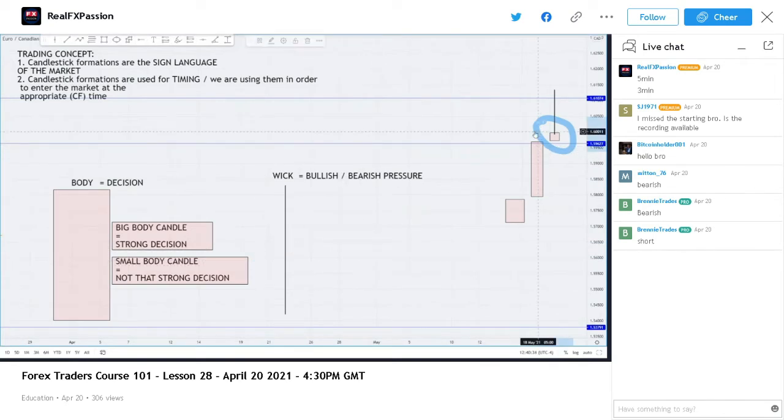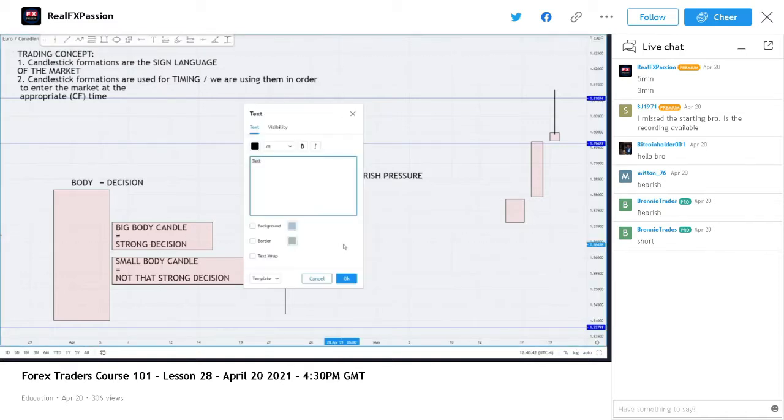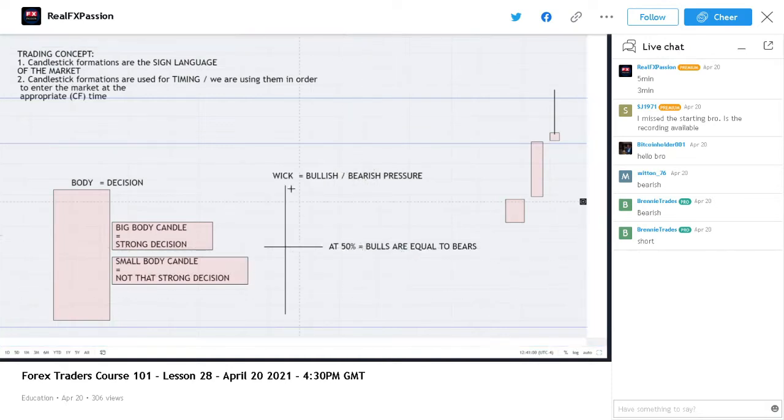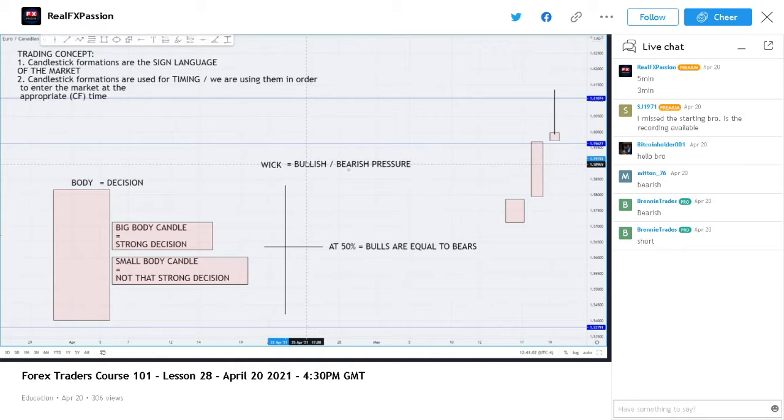Right? So, and I'm going to help you here, let's write this down for the beginner trader: at 50% equals bulls are equal to bears, right? Bulls are equal to bears at 50%, okay? So this is the wick, it measures bullish, bearish pressure, okay?